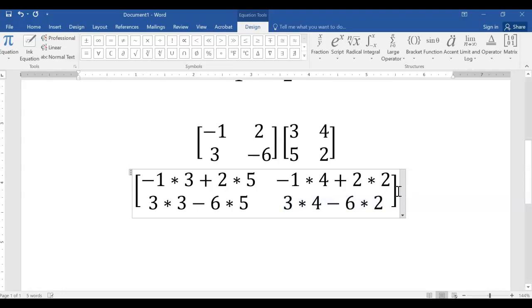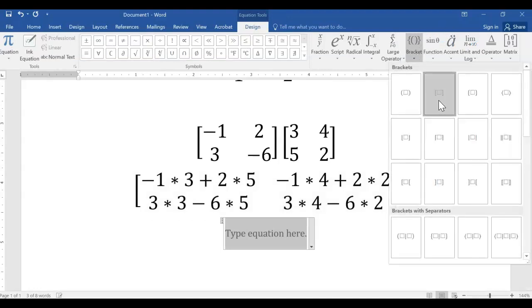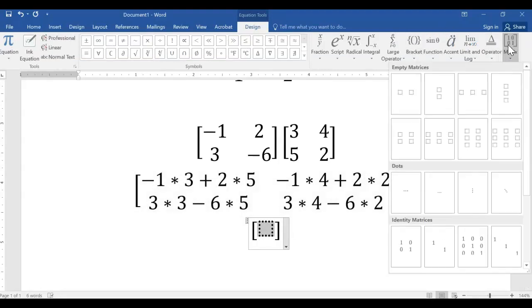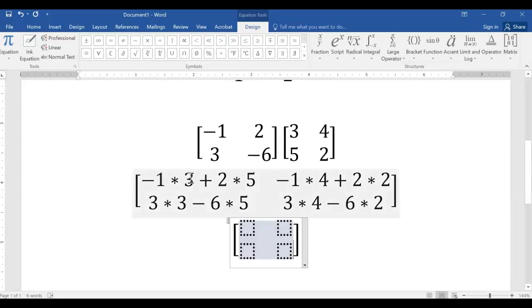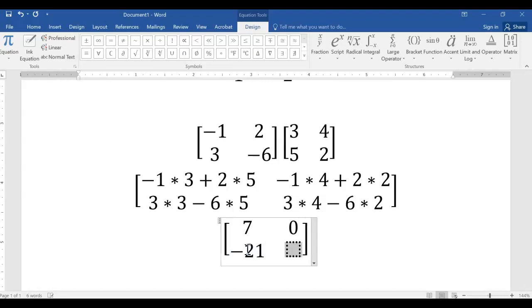And there we go. Again, we'll do this quickly by hand. Hopefully I don't get any screw-ups. That's going to be negative 3 plus 10. I got a 7. It's going to be negative 4 plus 4. I got a 0. That's going to be 9 minus 30. I get a minus 21. And then I get a 12 minus 12, which is 0.